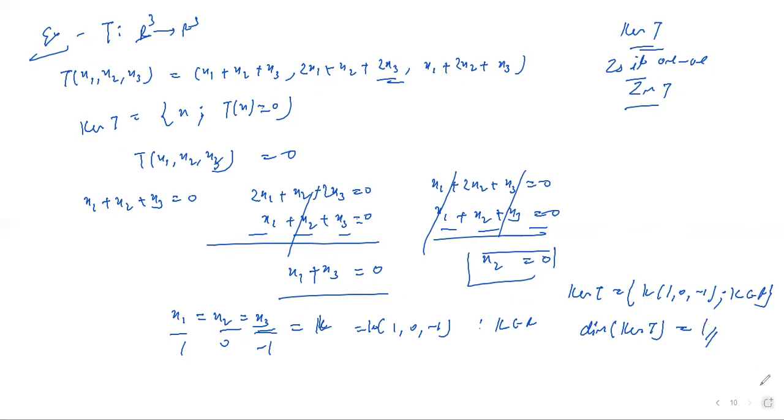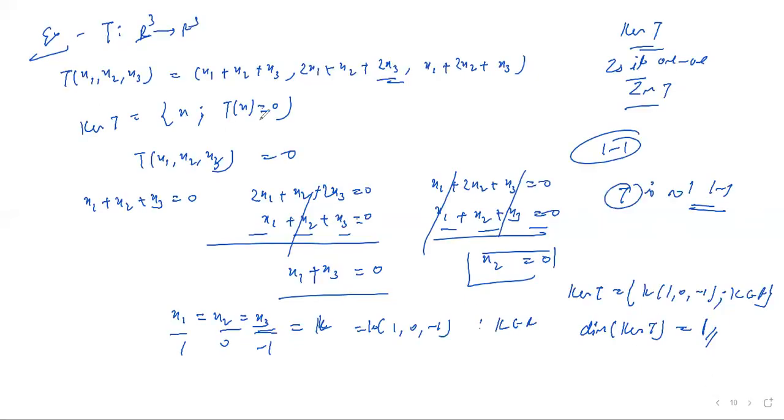You can also see that for T to be one-one, the kernel of T must equal 0, but here the kernel of T is not equal to 0, it is of dimension 1. So the transformation T is not one-one. Now I have to find the image of T.